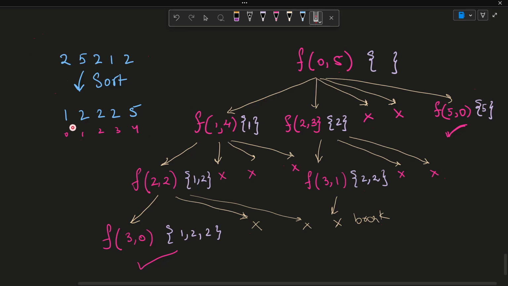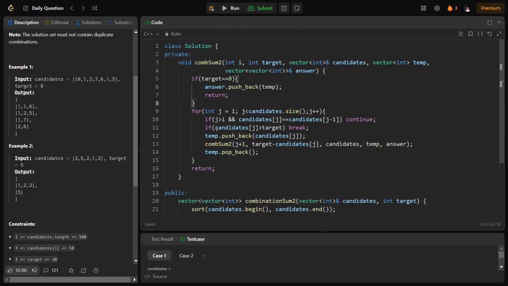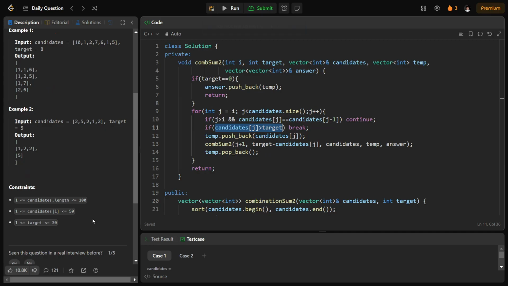Now let's look at the two if statements that I left. So if at any time candidates of j is greater than target, that means the elements at j and after j are greater than target because the array is sorted. In that case, we won't be calling this function, because target minus candidates of j would be a negative value, and we are not checking for negative at all. A negative target value would never be achieved, because every element in candidates is positive and target is also positive, so we don't even look at it, and we break out of the loop.